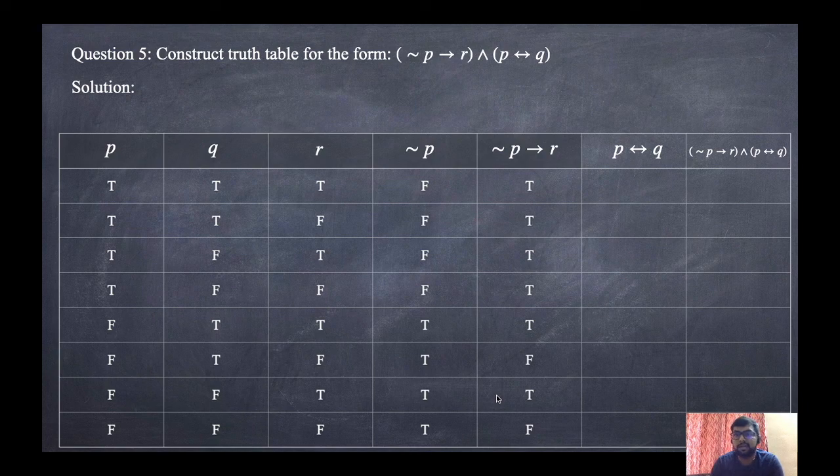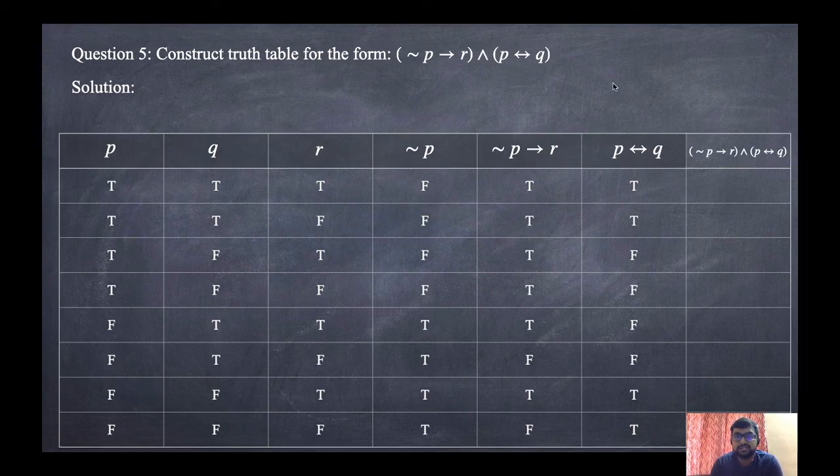Now, the P double implication Q. So consider these columns. Whenever both are same, then it is true, otherwise false. Here both are same, so both are true. Here both are different, so false. So these four entries will be false, like this. And last two, both are same, that means both are false, so it is true. Both are true.